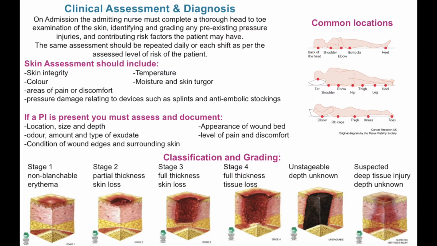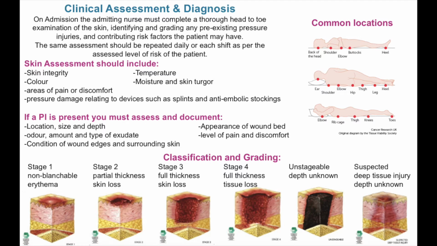So part 1. Clinical assessment and diagnosis. On admission, the admitting nurse must complete a thorough head-to-toe examination of the skin, identifying and grading any pre-existing pressure injuries and contributing risk factors the patient may have. The same assessment should be repeated daily or each shift as per the assessed level of risk of the patient. The skin assessment should include the skin's integrity, temperature, colour, moisture and skin turgor, areas of pain or discomfort, and pressure damage relating to devices.